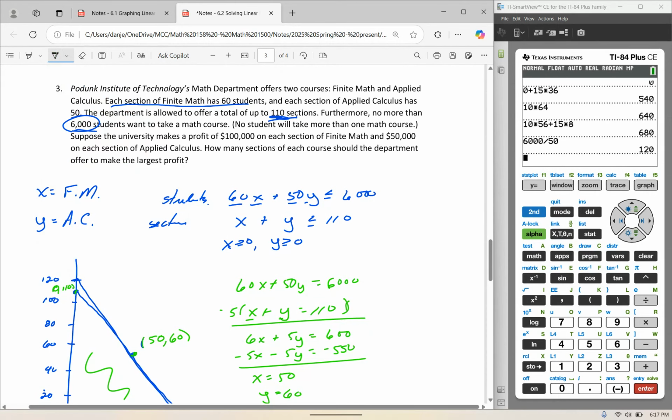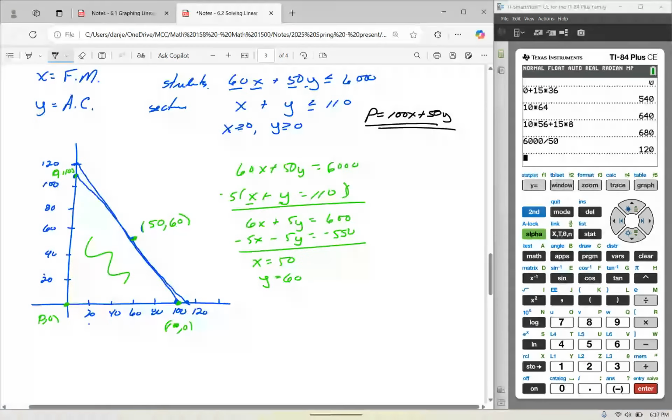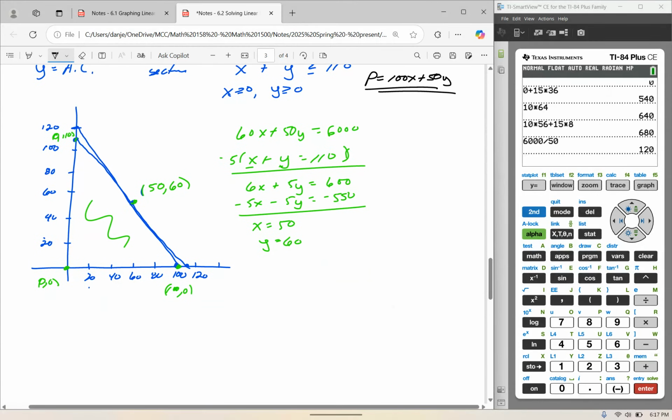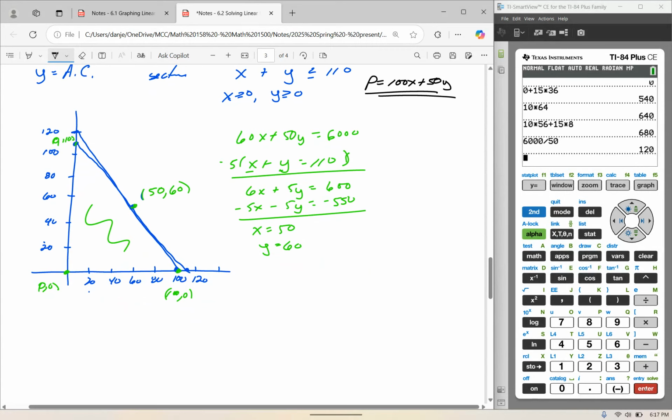Now, suppose the university makes a profit of $100,000 on each section of finite math and $50,000 on each section of applied calculus. So my profit is, and I'm going to work in hundreds of thousands of dollars, $100,000 for each section of finite math and $50,000 for each section of applied calculus. So there is my optimization equation.